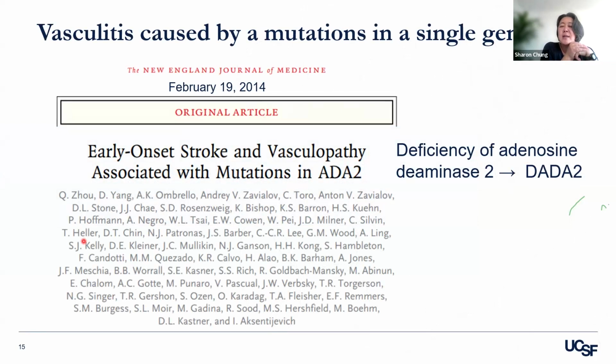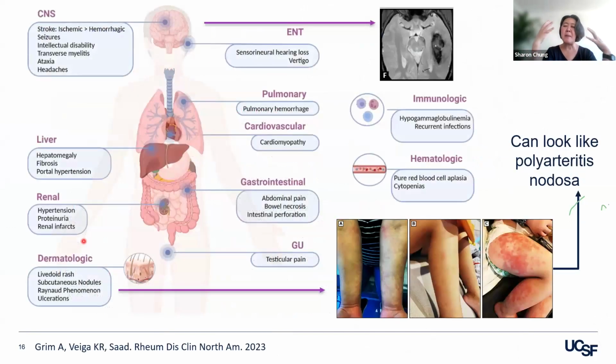This is a single gene type of vasculitis that was first published in 2014 by a group at the National Institutes of Health led by Dan Kastner. DADA2 is a process that can affect many different organ systems. The two most dramatically affected organ systems are your brain, the central nervous system, as well as your skin. And what can happen for patients in the brain is that they can have these pretty dramatic strokes that can damage large parts of the brain.